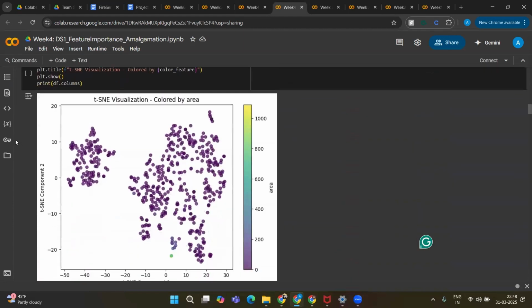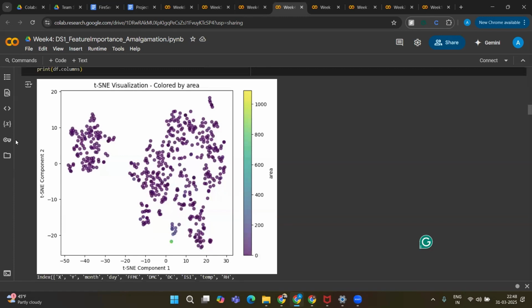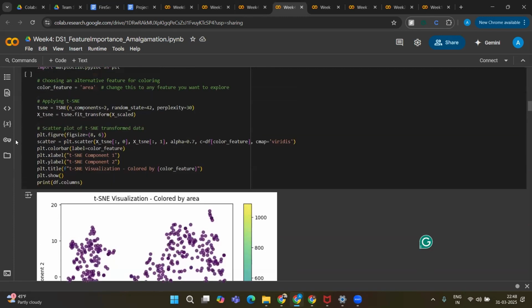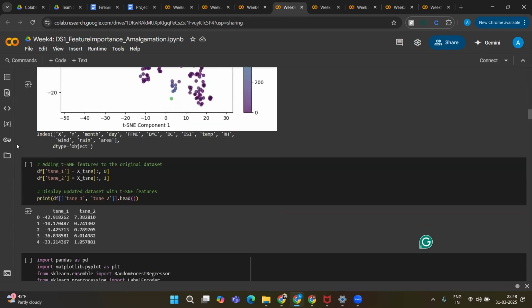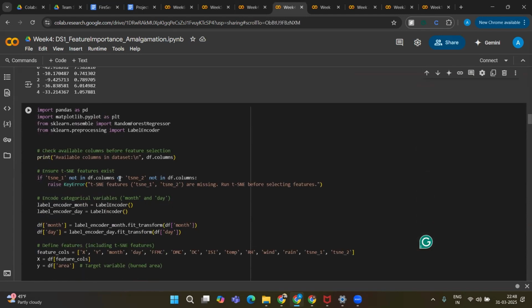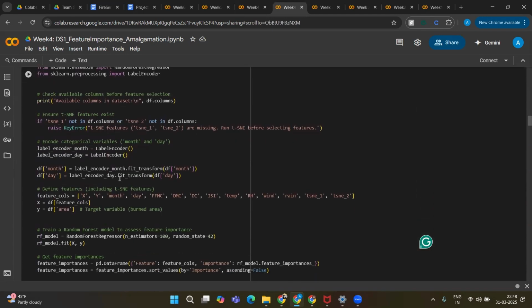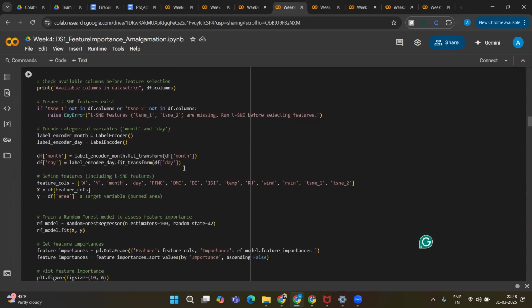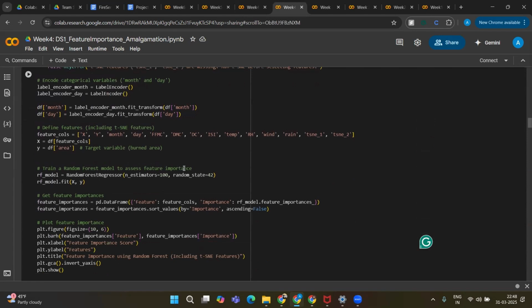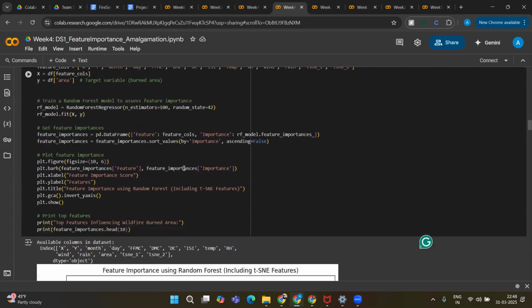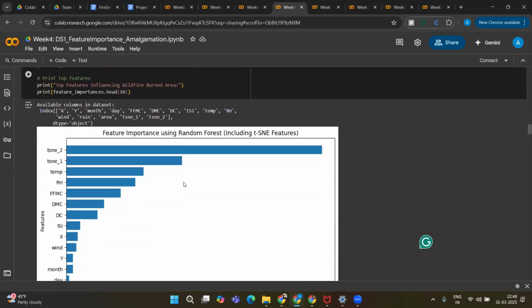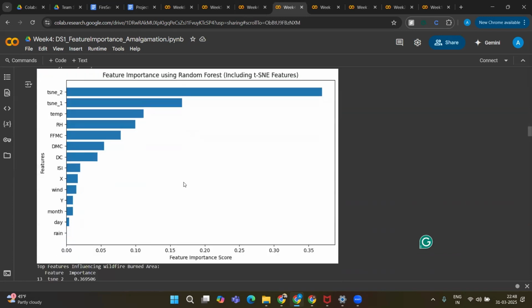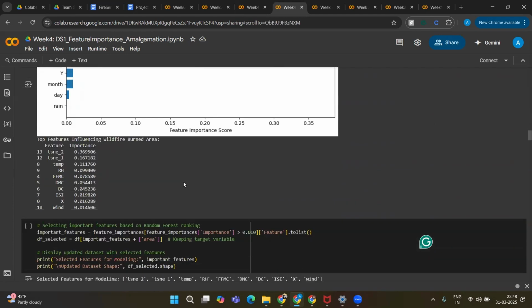can see here we have created 2 new t-SNE components, and then we have added those 2 t-SNE components to the original dataset, and we have checked available columns before the feature selection, and then we are selecting the features based on the random forest ranking. Whichever ranks better, we can take those important features to the model, and then we are testing and training over that model.